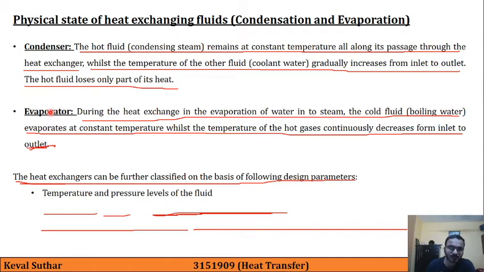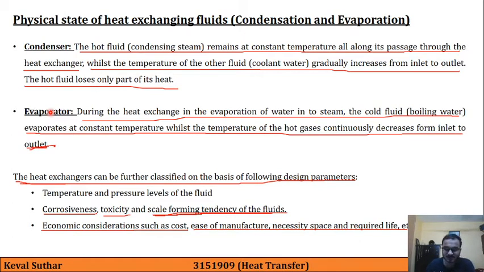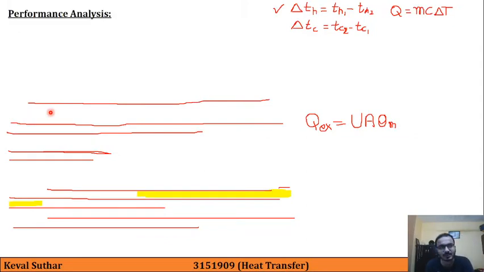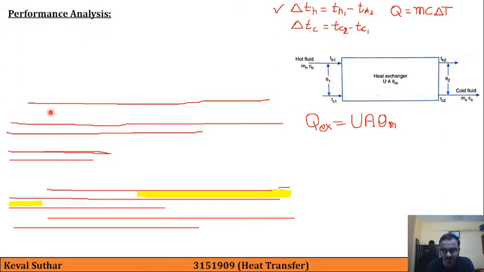Further classification can be done based on the temperature and pressure level of fluid, corrosiveness, toxicity and scale formation, and economic considerations. Next is performance analysis of heat exchanger. So here this is the block diagram where the hot fluid is entering at temperature TH1 and cold fluid is entering at temperature TC1, and they are leaving at TH2 and TC2 temperatures respectively.